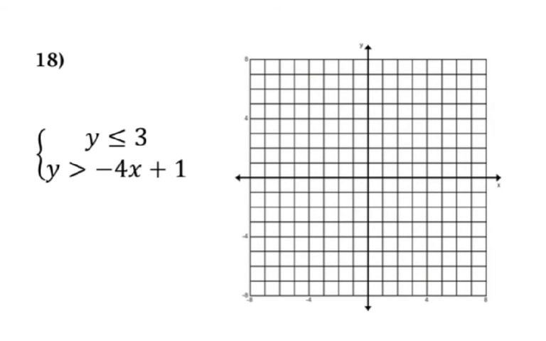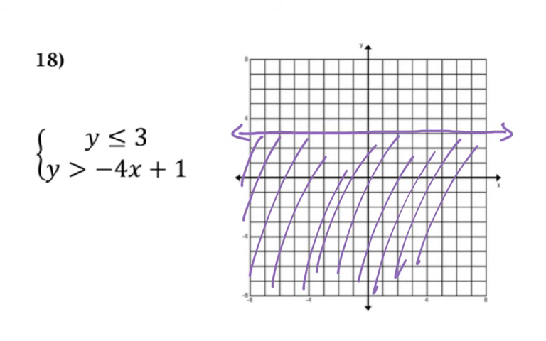Okay, let's try another one. Number 18. Y is less than or equal to 3, so that's a horizontal line. It's going through 3 on the y-axis. And it says less than, so we're going to be shading below the line. Y is greater than negative 4x plus 1. So negative 4x is going to be a slope of negative 4, going down 4 and over 1. I'm going to have a dashed line for this one.